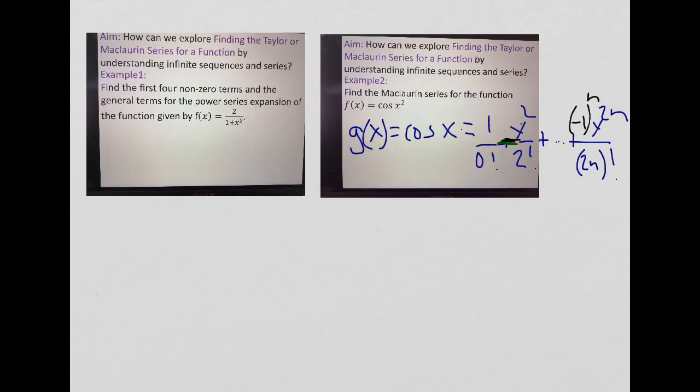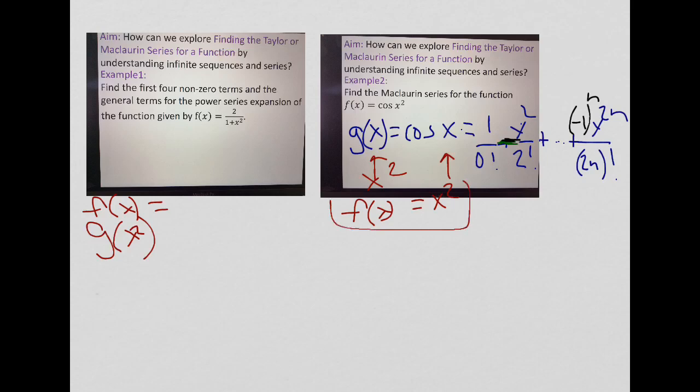And now we can use this because, okay, f of x is g of x squared. Okay, if g of x is cosine of x and we replace the x with an x squared, then we've got f of x. Okay, so that means that we can replace all the x's with an x squared. Okay, so let's go for it.